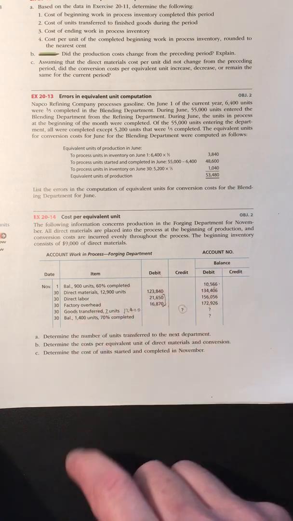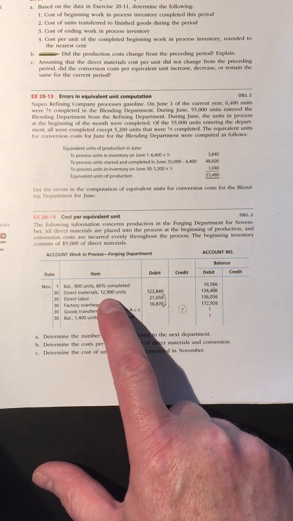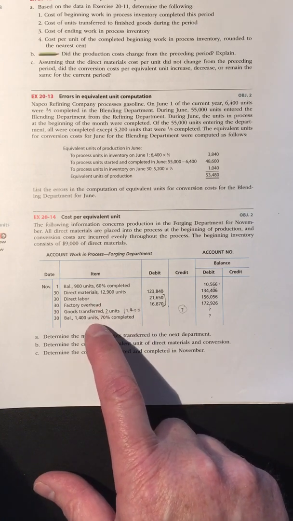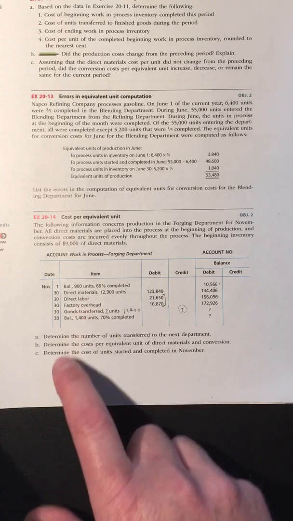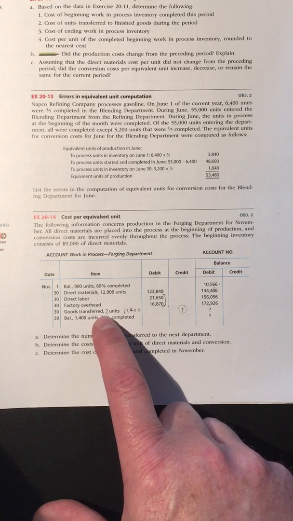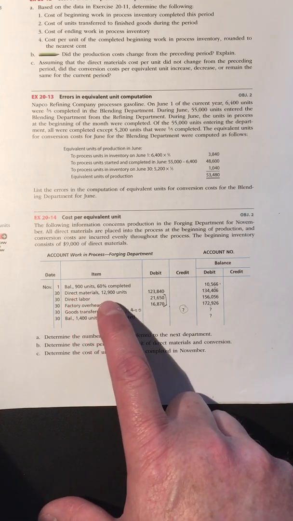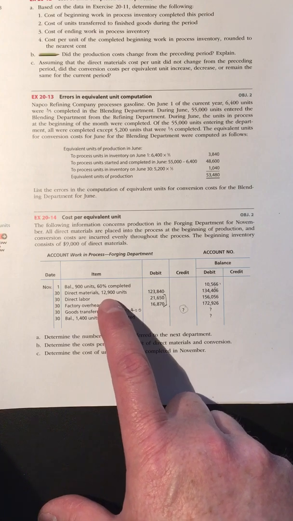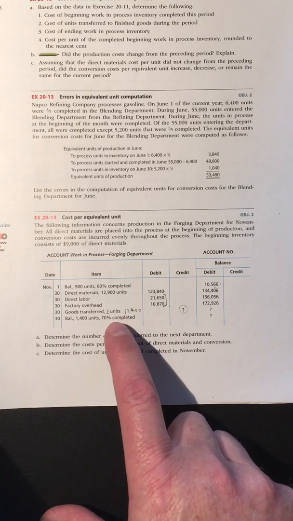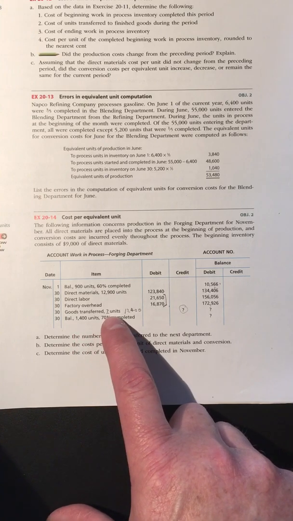This is a general ledger card for the work in process for this department. I started 12,900 into production. I incurred direct labor, factory overhead was applied. And then I've got a question mark here for goods transferred out. Well, I know if I start with 900 units and I add another 12,900 into production and I have 1,400 left, I can back into the fact that I must have transferred 12,400 out.